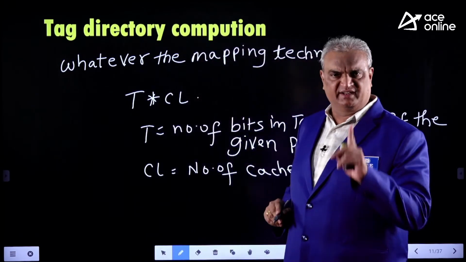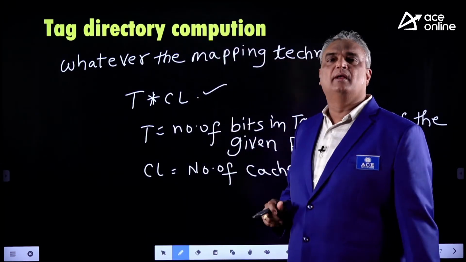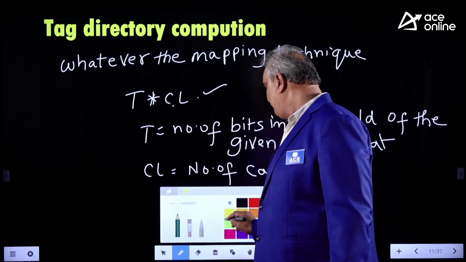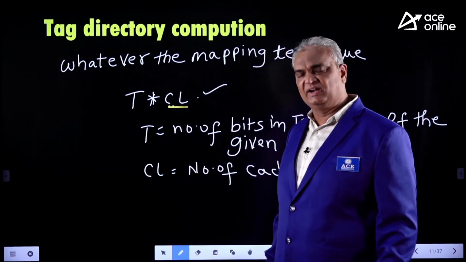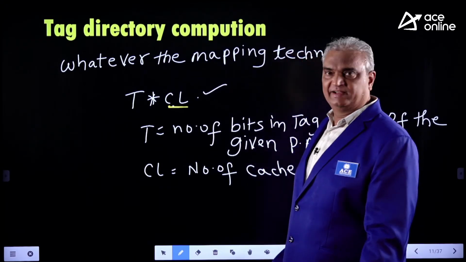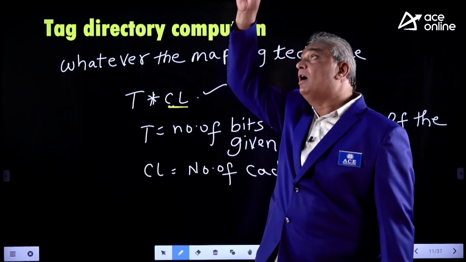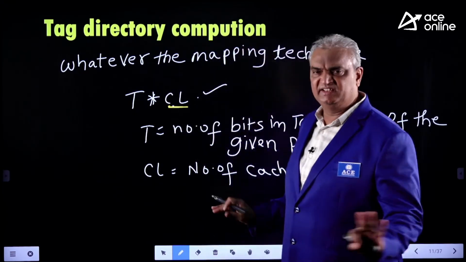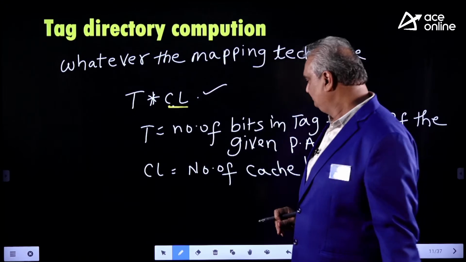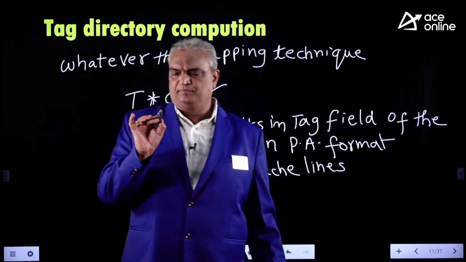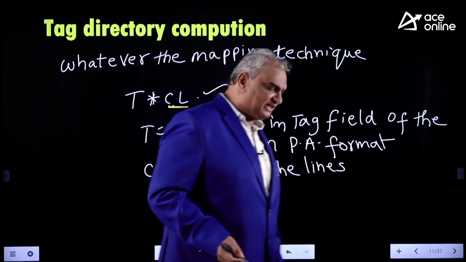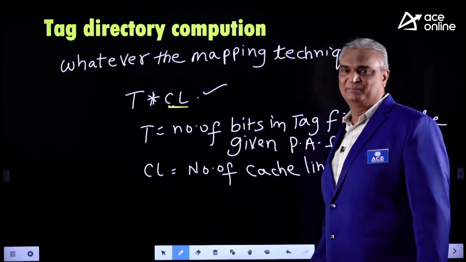Whatever the type of mapping technique, it doesn't matter. It is the universal expression, because one separate tag field is required for each cache line. What is the procedure for finding the total tag directory? Tag directory means the collection of all tag fields, nothing but T into CL. Already I explained the reason: each cache line requires separate tag information, whether it is direct mapped cache, block set associative mapped cache, or fully associative mapped cache.